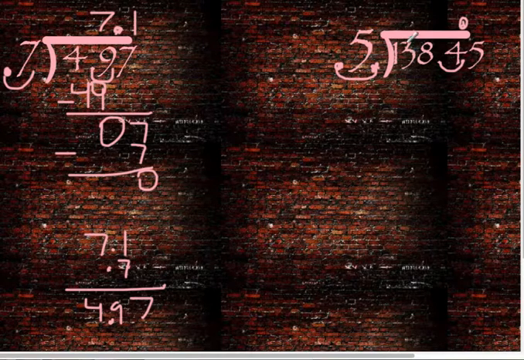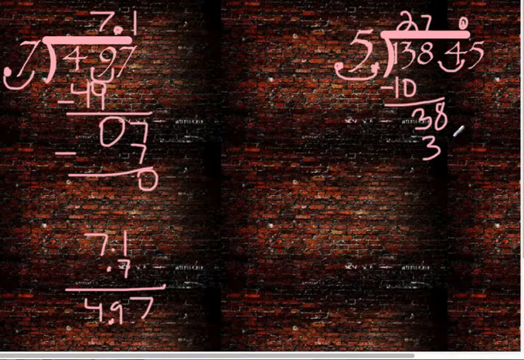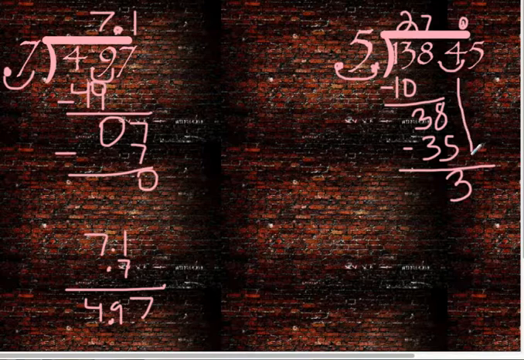5 doesn't go into 1, but it goes into 13. It goes in there twice. 2 times 5 is 10. Subtract. You get 38. 5 goes into 38 7 times. 7 times 5 is 35. Subtract. Get a 3. Bring down the 4. Five goes into 34 6 times. And 6 times 5 is 30. And subtract.